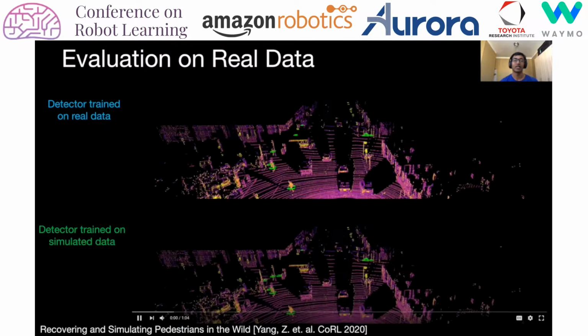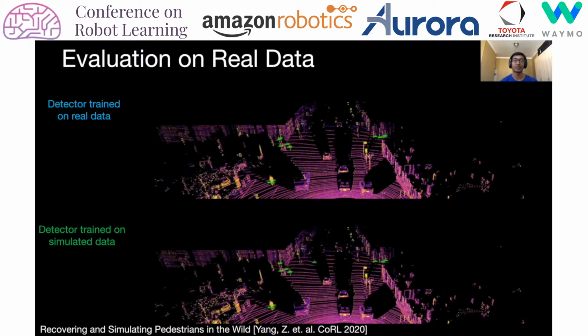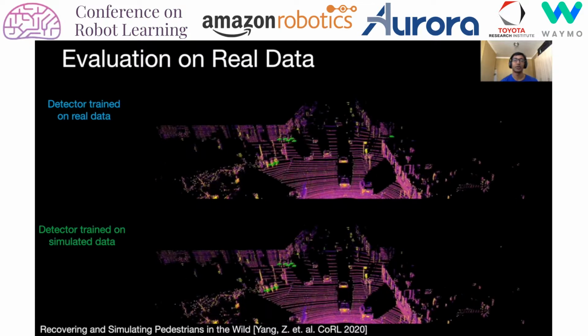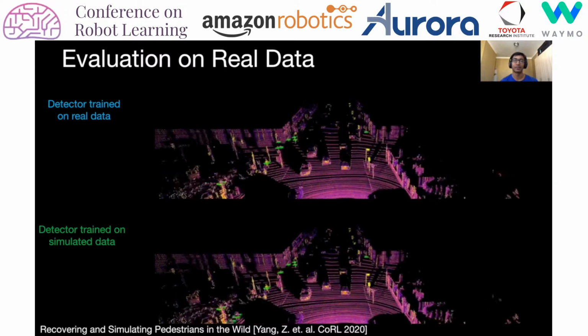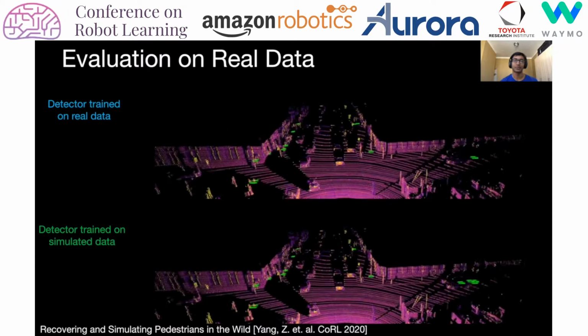Our reconstructed pedestrians can be used not only for evaluating perception systems, but also as training data. Here we show detection results on real data for our perception algorithm trained only on real data on top, and only simulation data on the bottom. The detection results for the two models both match well.